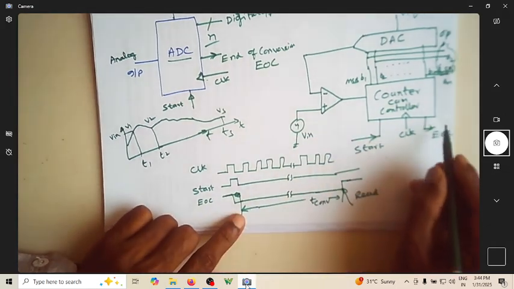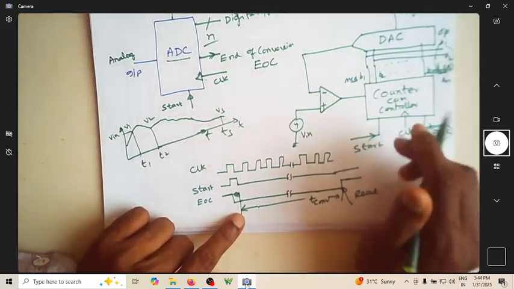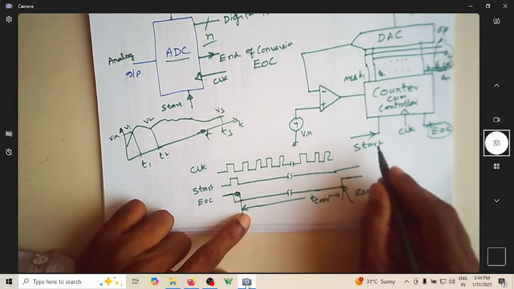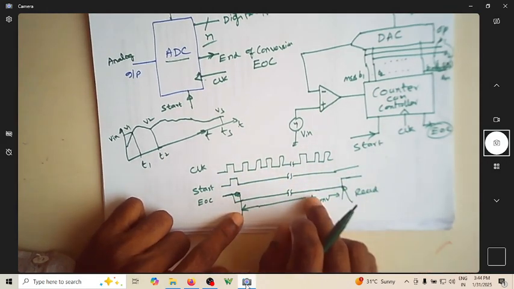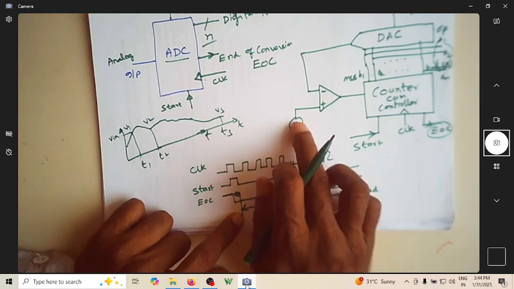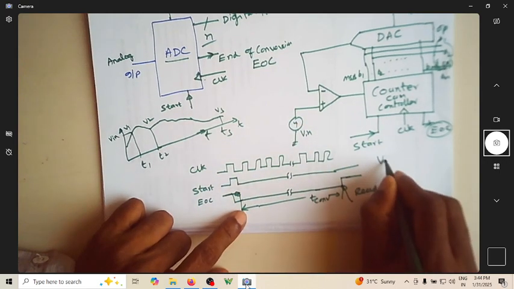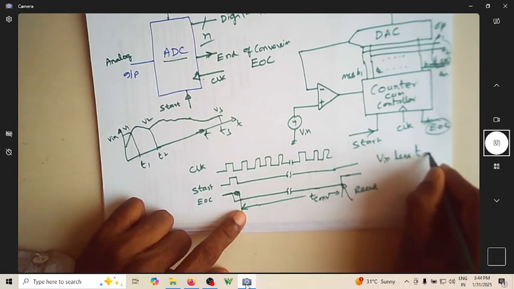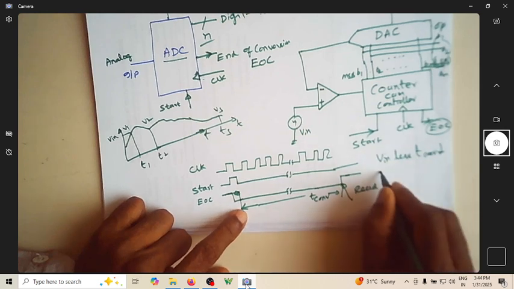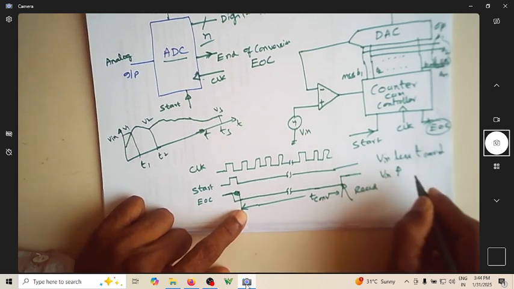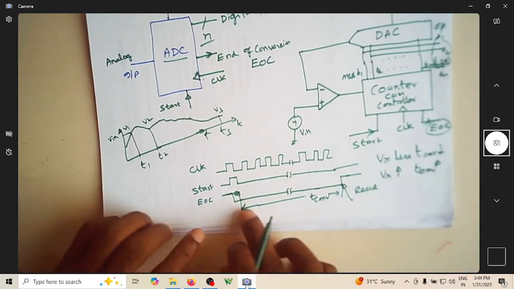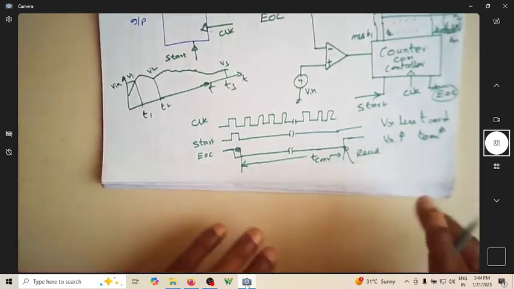That's why the EOC in such ADCs will depend on the input amplitude. The conversion time depends on the magnitude of the input voltage. If Vin is less, then T conversion is also less. If Vin is more, then the conversion time is also more. So this is the conversion time.